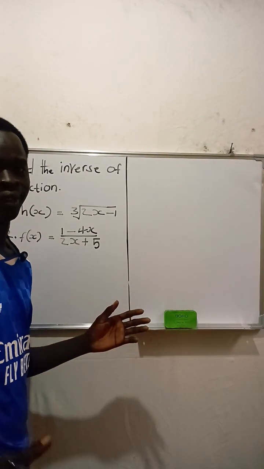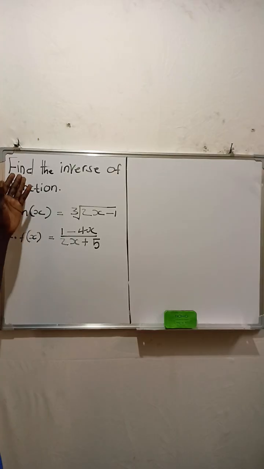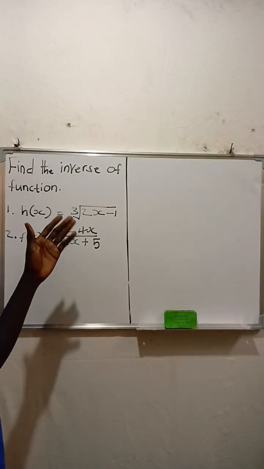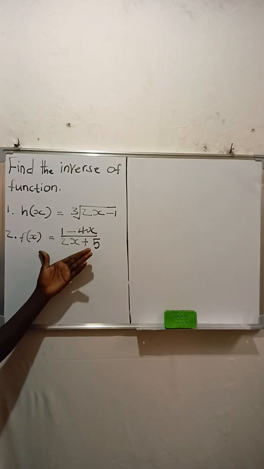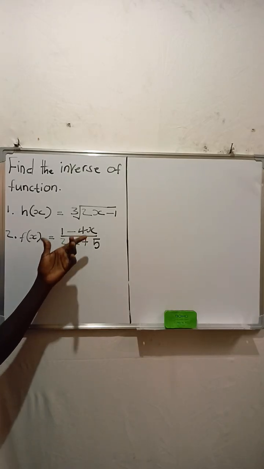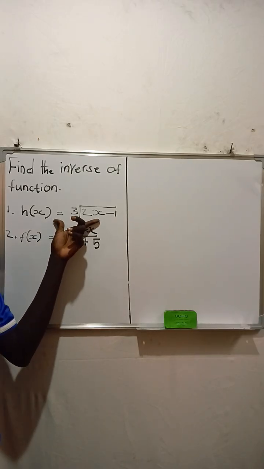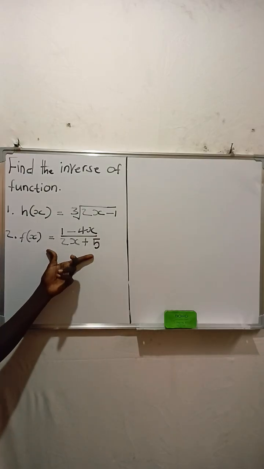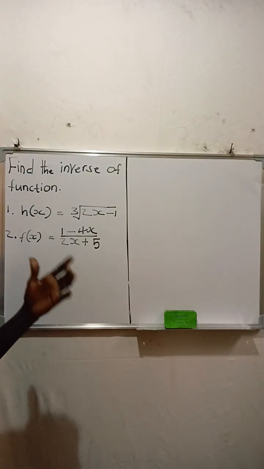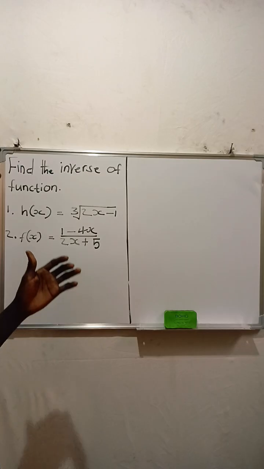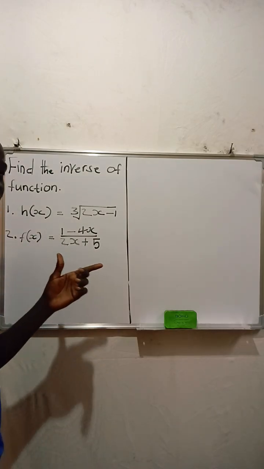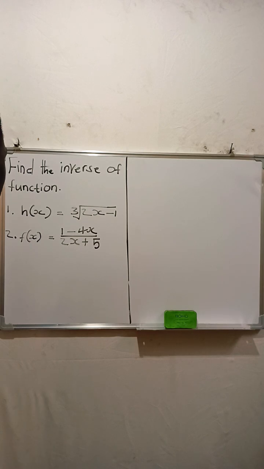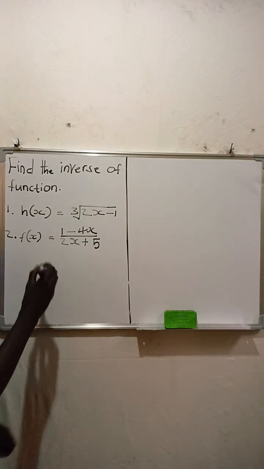Hi viewers, today we are going to focus on finding the inverse of a function. Here we have two different functions. Here we have a radical function and here we have a rational function. Now the question is, how are we going to determine their inverse? Let us first make a solution.